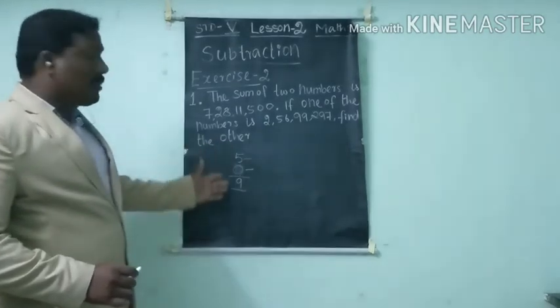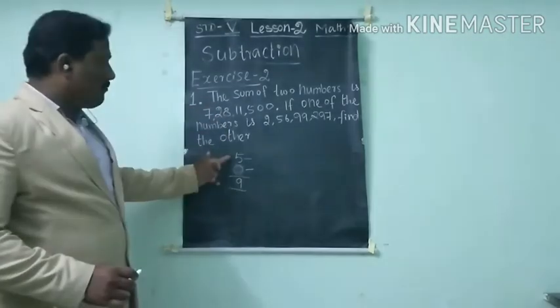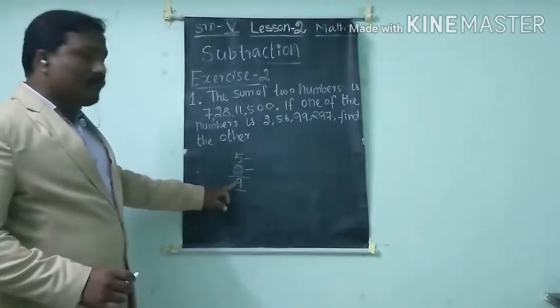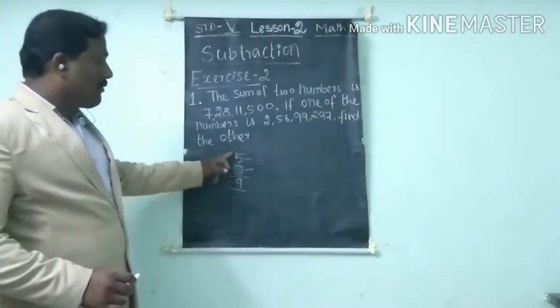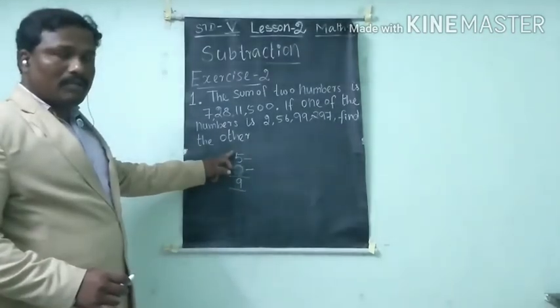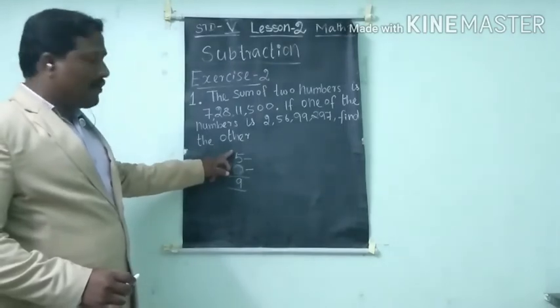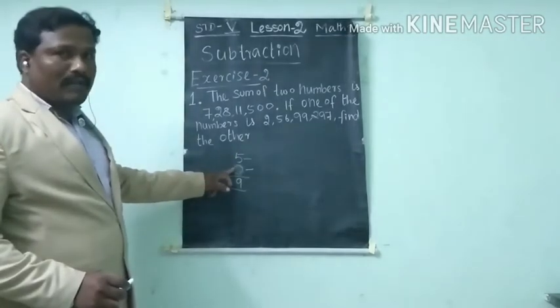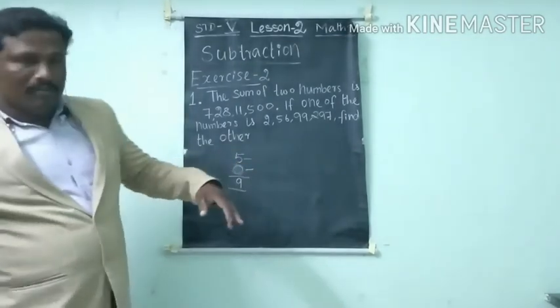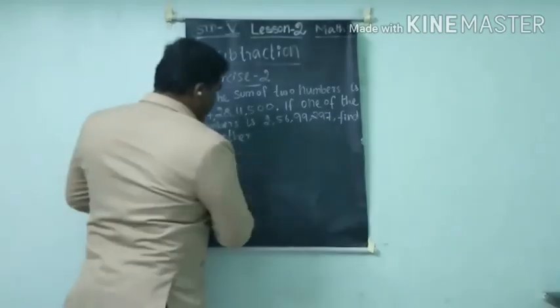This is the meaning of a sum like this. They give the total, the sum of two numbers. They give one number. Then we want to find out the other number. This is the meaning. Okay. So let me show how to solve this kind of sum.